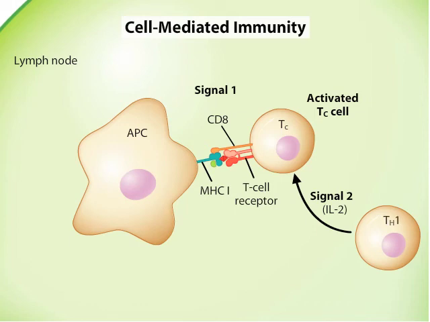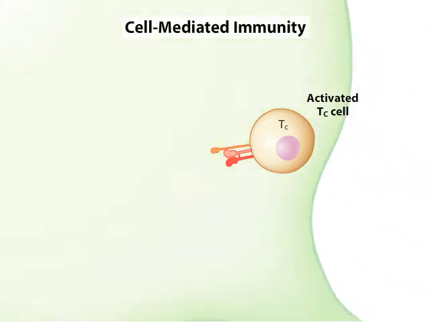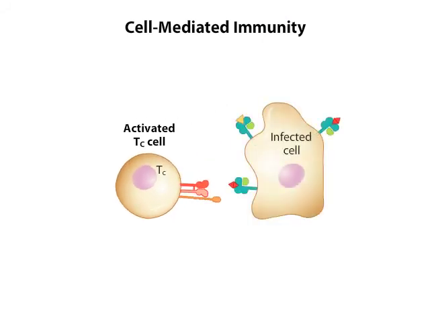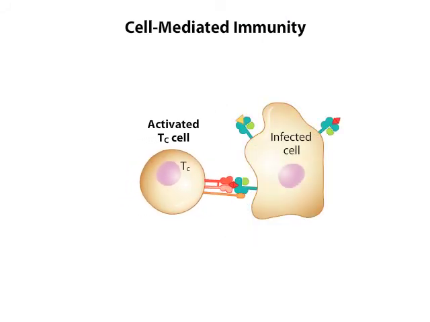Upon binding IL-2, the TC cell gains cytotoxic activity, leaves the lymph node, and travels to the site of infection. It attaches to any cell bearing the same peptide-MHC1 complex, for example, cells infected with the same virus that triggered TC production in the first place.